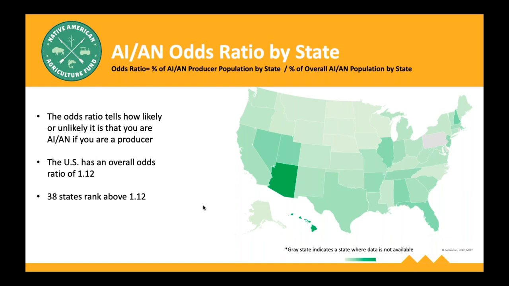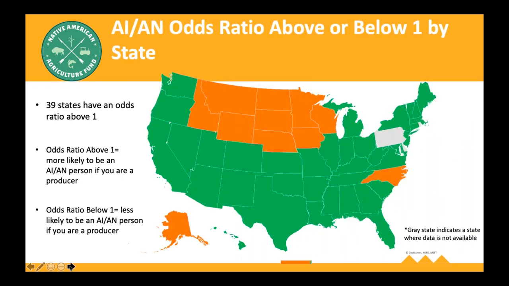There are 38 states that rank above the 1.12. The top three states are Arizona, Hawaii, and New Hampshire, and the bottom states are South Dakota and Wisconsin. This is looking at the odds ratios that are above or below one in each state. There are 39 states that have an odds ratio above one, meaning that in those states you're more likely to be an American Indian, Alaska Native person if you are a producer. For all the states below one, which are orange, it means that you are less likely to be an American Indian, Alaska Native person if you are a producer.